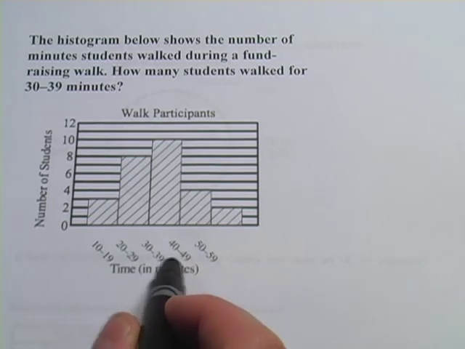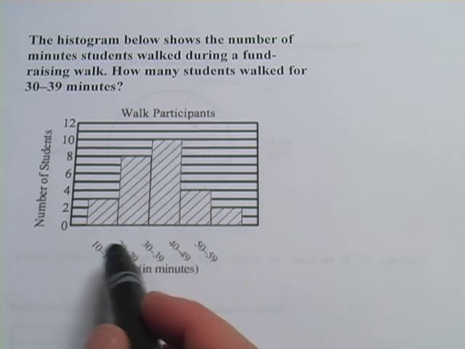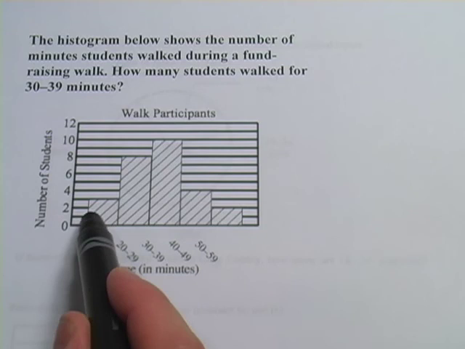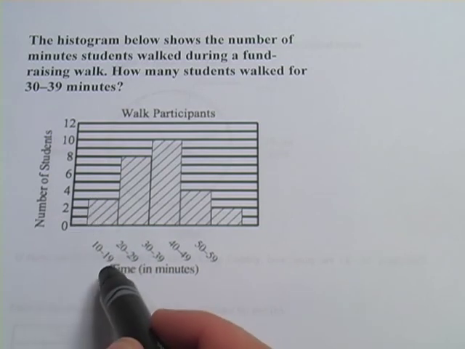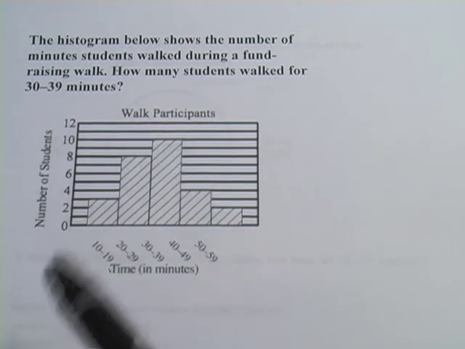And it looks like, from the question here, that this histogram shows how many minutes the students walked during a fundraising walk. So let's just look at this first one. In the 10 to 19 category, there were 3 students who walked that much. The question we're having here is how many students walked for 30 to 39 minutes.